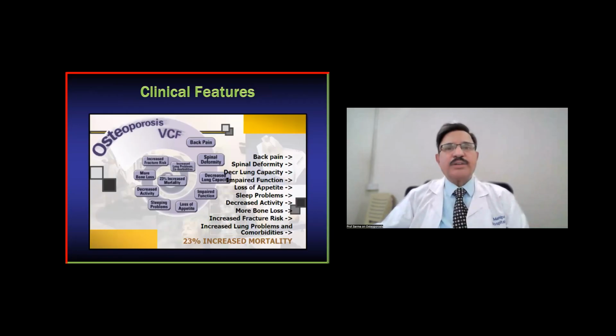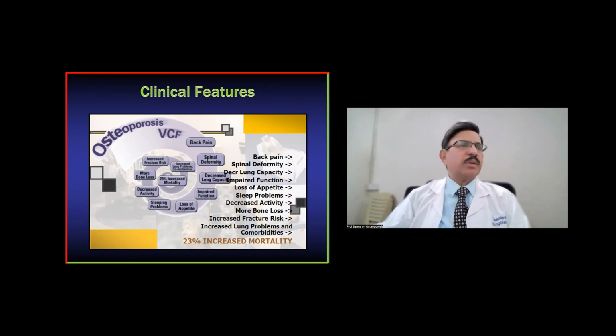Undiagnosed vertebral compression fractures. So the clinical features of osteoporosis are: people with unexplained back pain, spinal deformity, decreased lung capacity, impaired functional ability, loss of appetite, sleep problems, decreased activity, more bone loss, increased fracture risk, increased lung problems, and comorbidities. There is 23% increased mortality in those with osteoporosis.